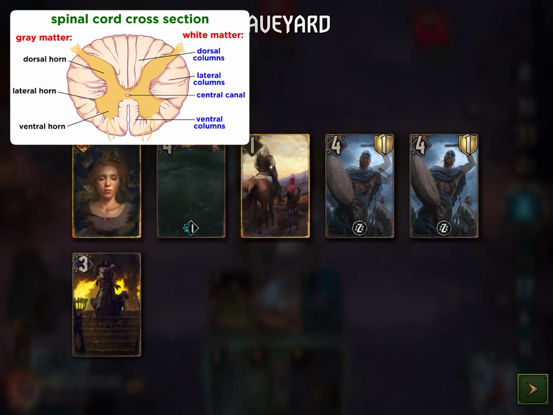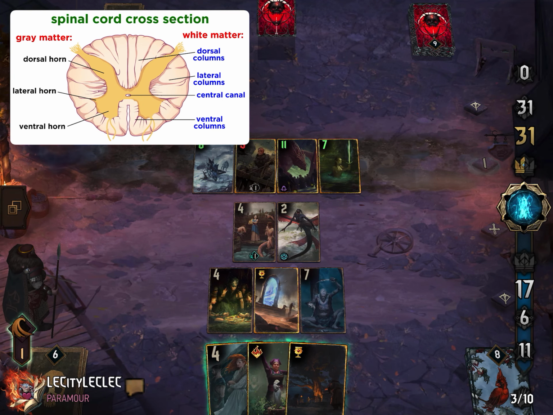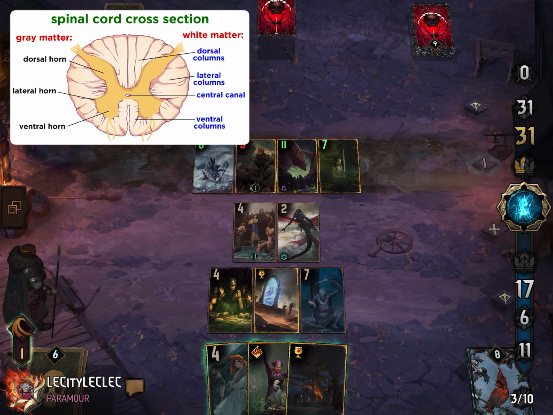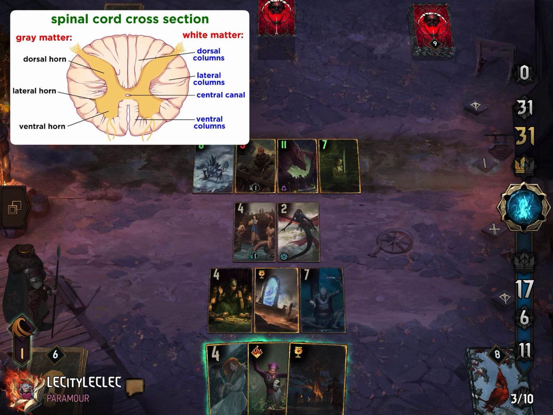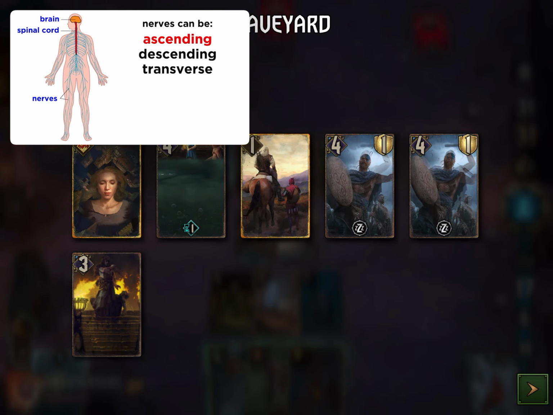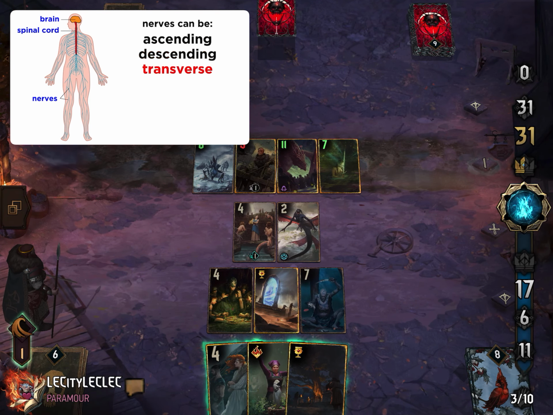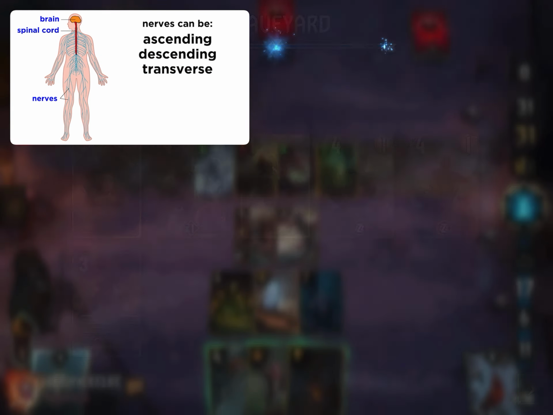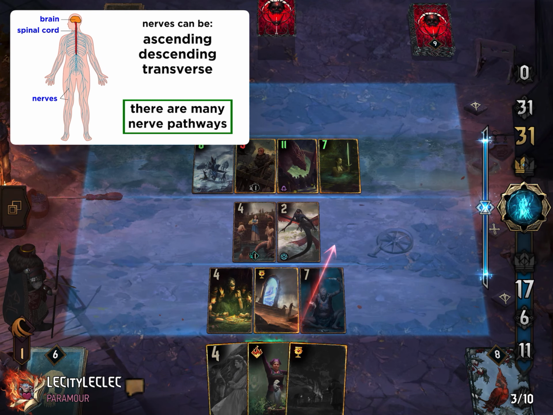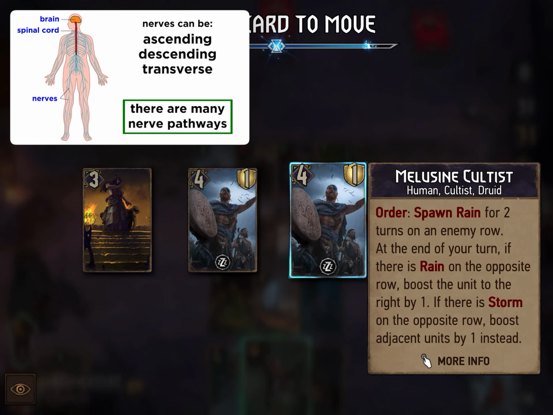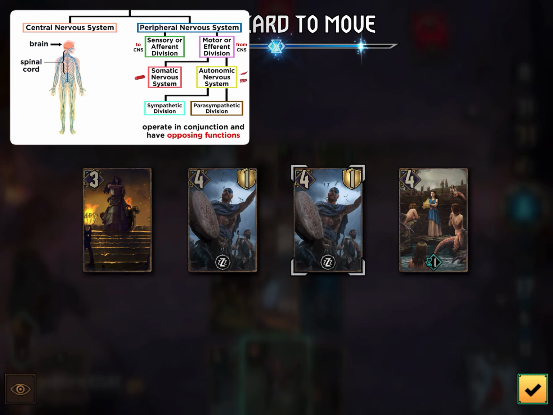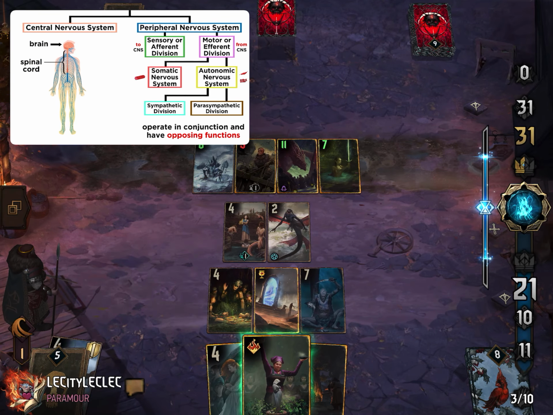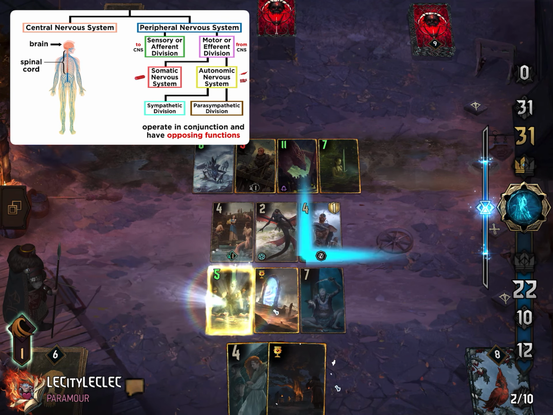Surrounding the gray matter is white matter, made of nerve fibers that allow for communication between the cord and the brain. These can be ascending, descending, or transverse, depending on their direction of travel. These participate in an incredible number of pathways that we will investigate in more detail later. For now, let's continue through a survey of the branches of the nervous system.